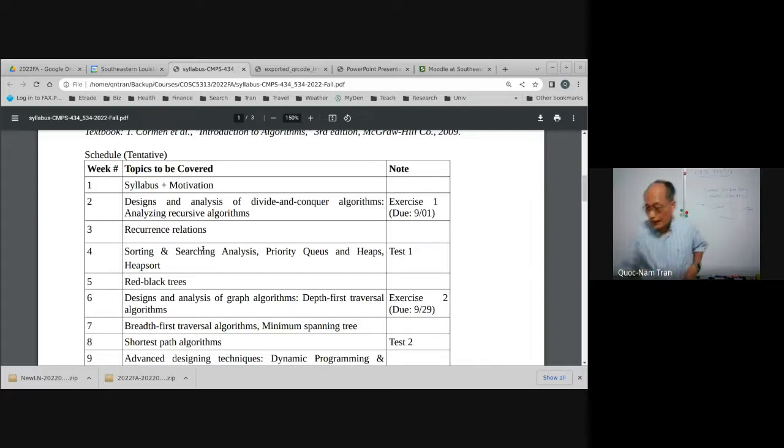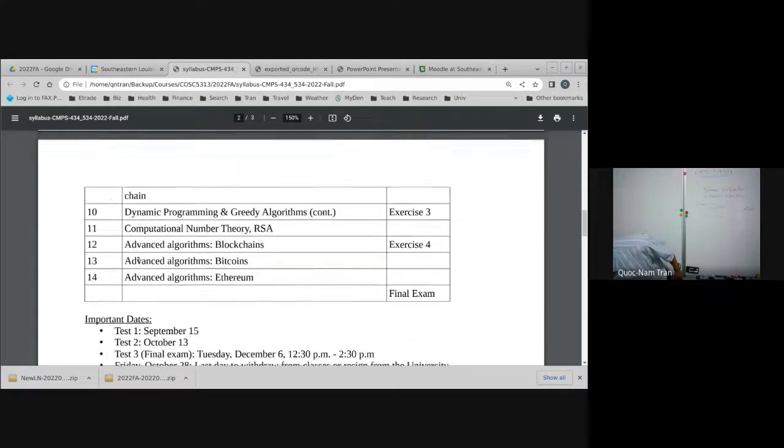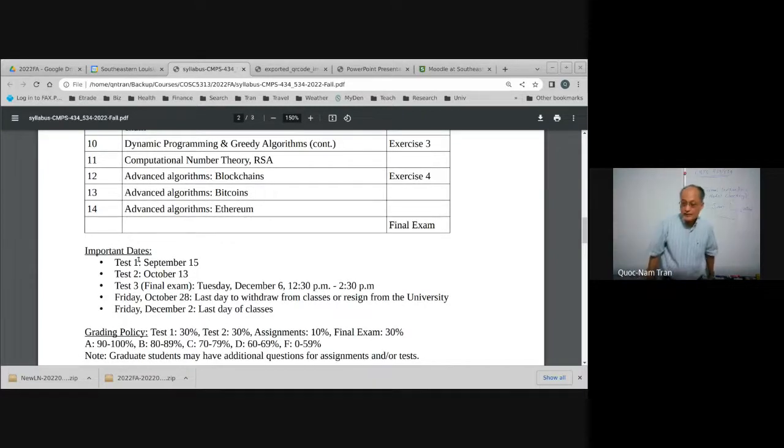So I will have exercise number 1 with the due date on September the 1st. But next week, after the class on Tuesday, I will post the question for exercise number 1 so you can start working on that, okay? Then we have test 1 in week number 4. Test number 1 is on September the 15th, and then test number 2 on October 13th.